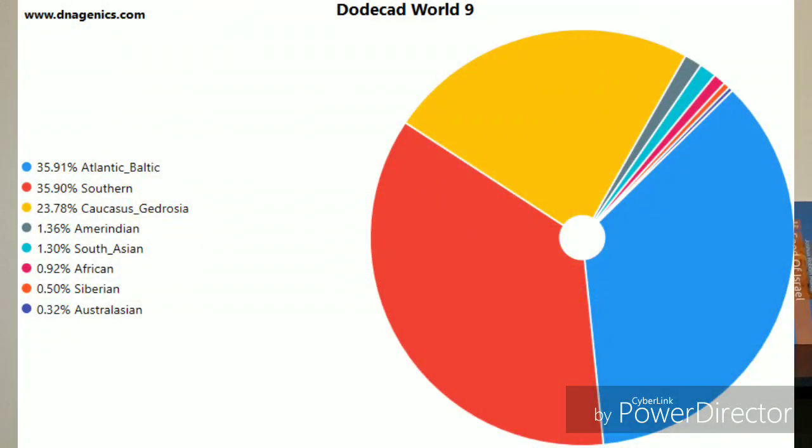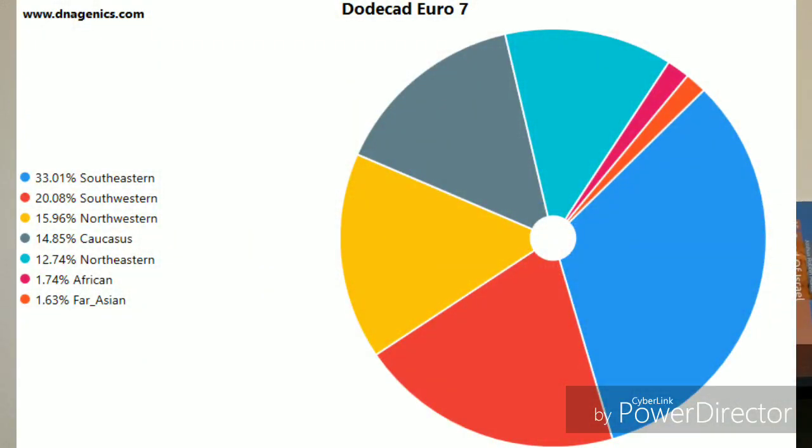Let's keep looking, see what we get. Dodecad World 9. Atlantic Baltic, 35.91%. Southern, 35.9%. Caucasus Gadrosa, 23.78%. Again, I'm not even going to mention anything at 2, 1, less than 1%. Dodecad Euro 7, Southeastern 33.1%, Southwestern 20.8%, Northwestern 15.96%, Caucasus 14.85%, Northeastern 12.74%. So again, you start to see some patterns here.